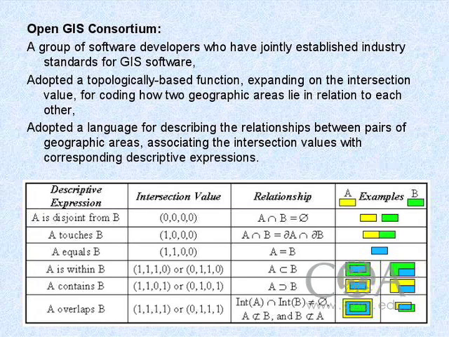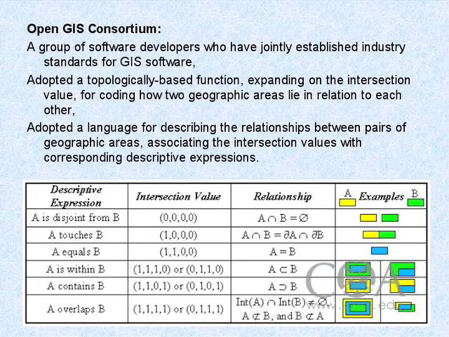So the Open GIS Consortium is a group of software developers who have jointly established industry standards for GIS software. They've adopted a topologically based function that expands on this idea of the intersection value for coding how two geographic areas lie in relation to each other. And they've adopted a language for describing the relationships.